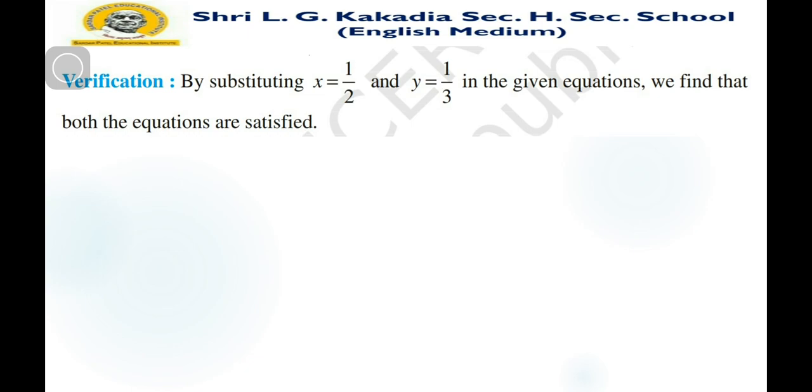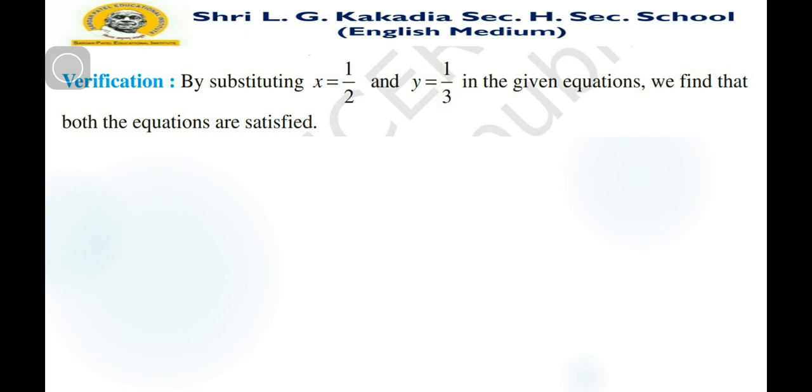Now let us do the verification. We have found the values of x and y, so we have to put them in the given equation, and if the RHS and LHS are equal, then it shows that the values of x and y are correct. So if you substitute x is equal to 1 over 2 and y is equal to 1 over 3 in the given equations, we find that both the equations are satisfied. You can also verify this by yourself by putting these values in the given equation number 1 and equation number 2.